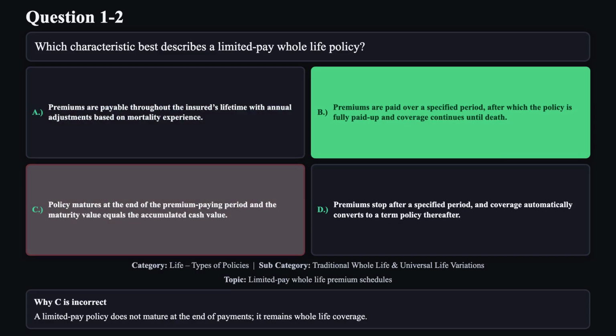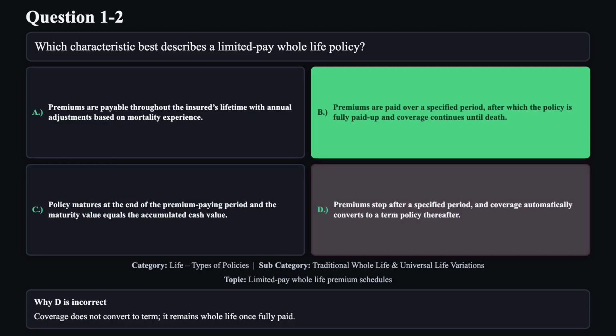Reason C is not correct. A limited pay policy does not mature at the end of payments. It remains whole life coverage. Reason D is not correct. Coverage does not convert to term. It remains whole life once fully paid.